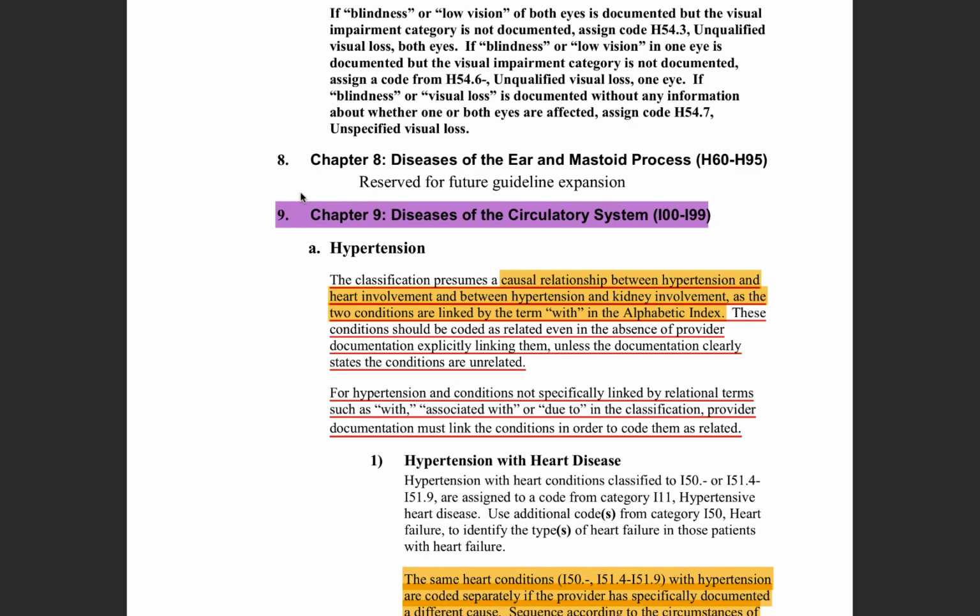Now let's look at Chapter 9, diseases of the circulatory system. You should know, with hypertension, there is a causal relationship between hypertension and heart involvement, and between hypertension and kidney involvement, as the two conditions are linked by the term with in the alphabetic index. These conditions should be coded as related even in the absence of provider documentation, unless the documentation clearly states the conditions are unrelated. For hypertension and conditions not specifically linked by relational terms such as with, associated with, or due to in the classification, provider documentation must link the condition in order to code them as related.